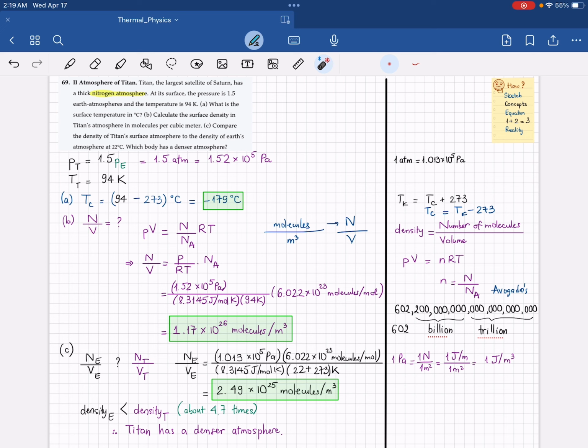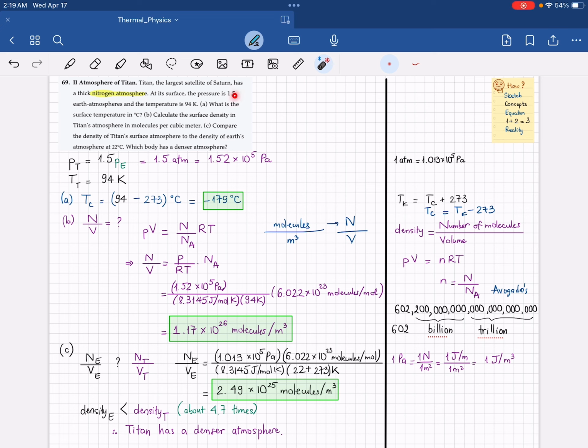So I will keep N over V, so I need to move V to the other side by dividing it here, and then I move Na to this side, and also RT to this side. Then what I got is that the density would be the pressure over RT times Na, right? Do you agree? It's just a math arrangement here. And then just plug in the values. Do we know the value of the pressure? Yes, right? They provided that.